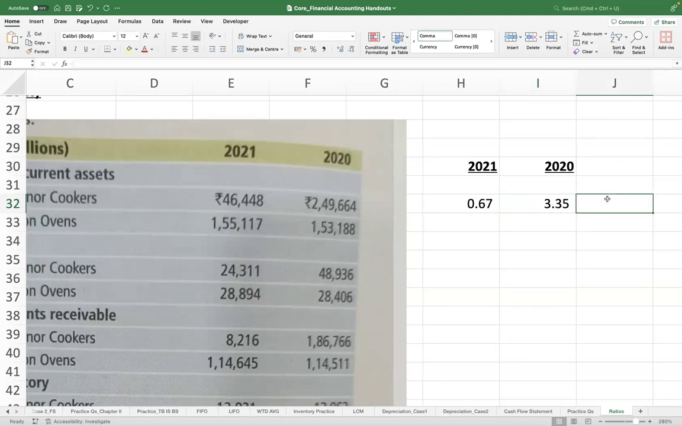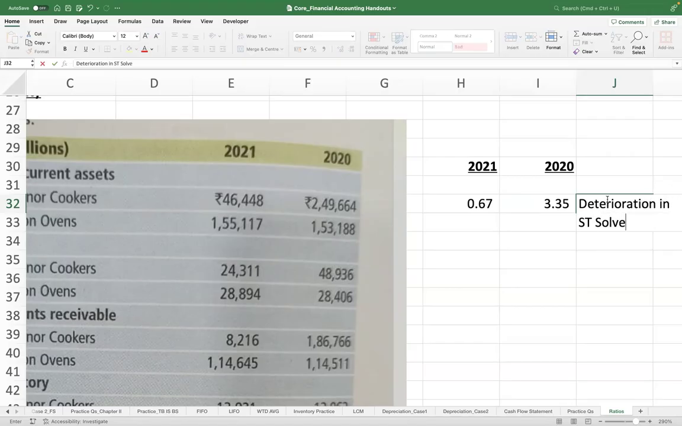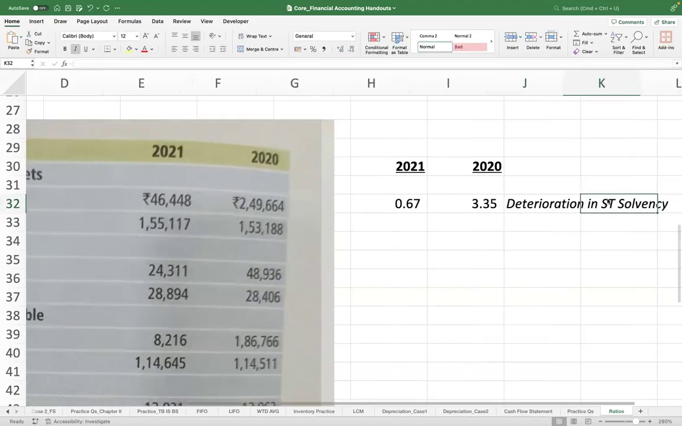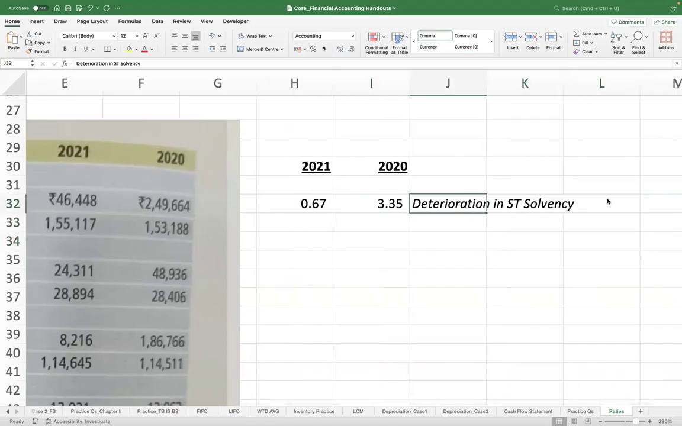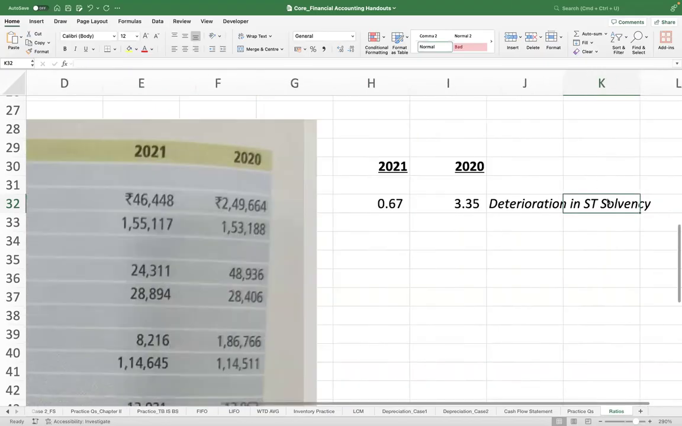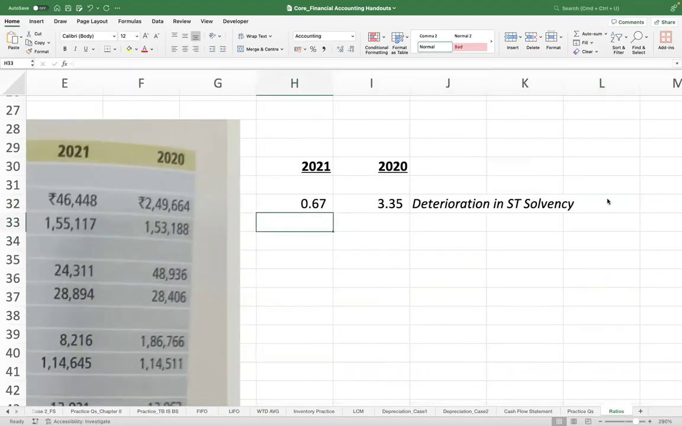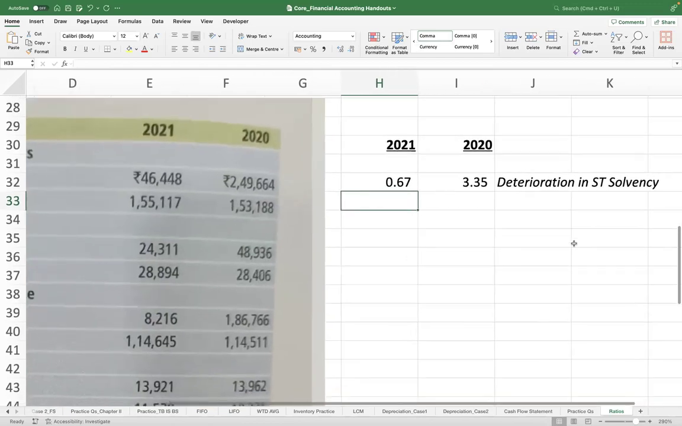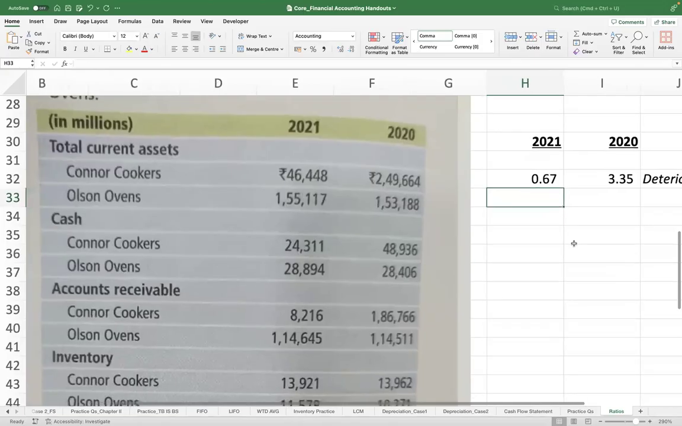What does it tell you? That there is a deterioration in liquidity, which is nothing but short-term solvency position of this guy. What's his name? Corner Cookers, CC. Generally, in the same way, you can compute for Olsen Owens on your own. I'm just doing one of the companies.